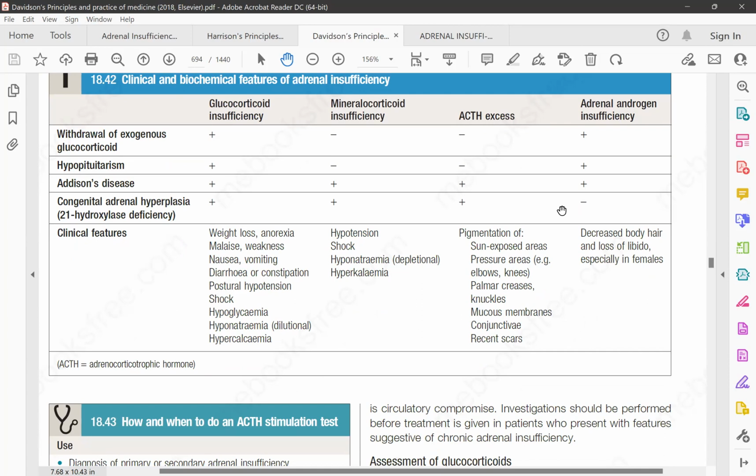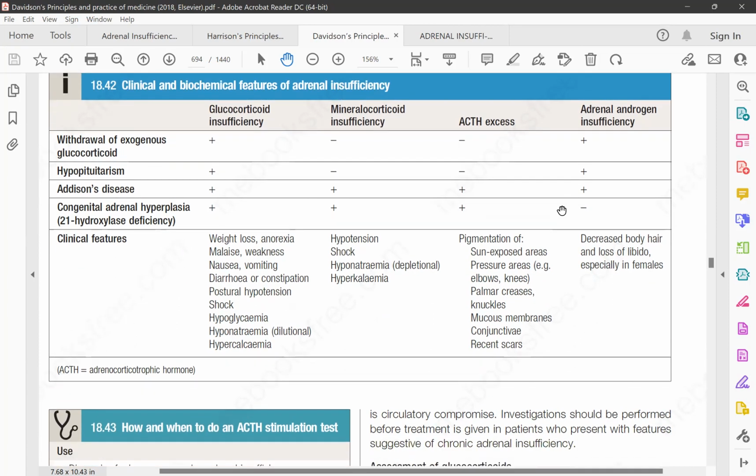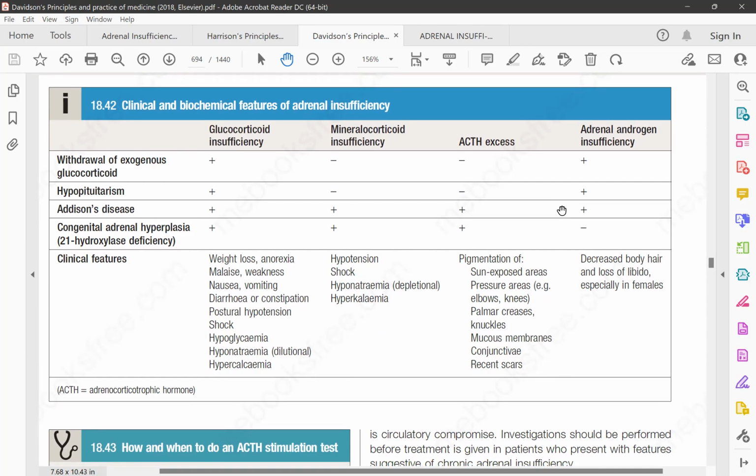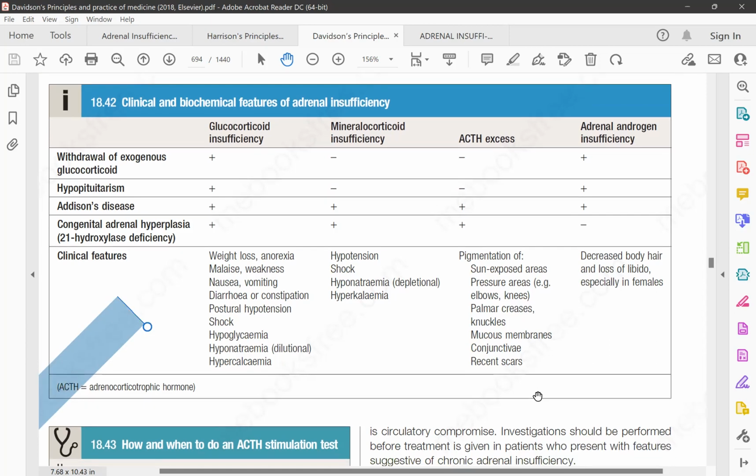Why depletional? There is no mineralocorticoid, the kidney is not able to conserve, it is being excreted, it is being depleted. Whereas here, it is hypervolemia which is causing dilutional hyponatremia. Whereas here, it is the depletional hyponatremia. And potassium is retained, potassium is not excreted, so there is hyperkalemia. There will be ACTH excess, which can lead to pigmentation of sun-exposed areas, pressure areas, and palmar creases. They can produce hyperpigmentation because the melanocortin-like peptides will be there. Mucous membranes may be involved, conjunctiva may be involved. If they have any recent scars, they also start becoming hyperpigmented.